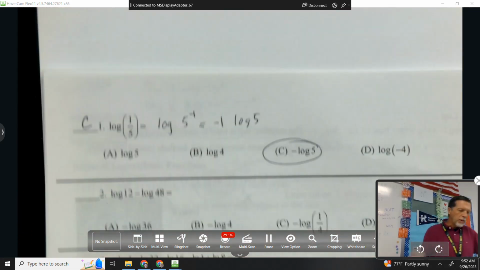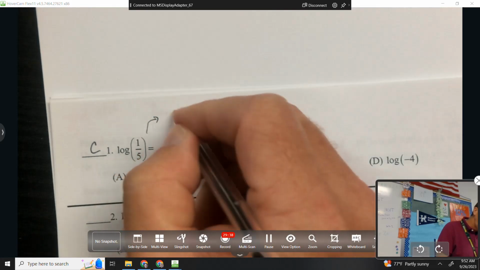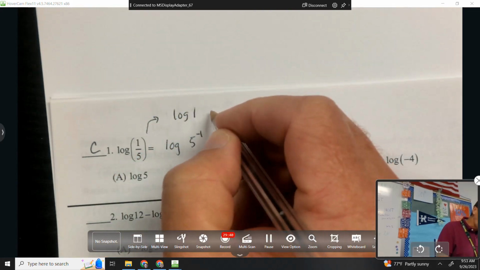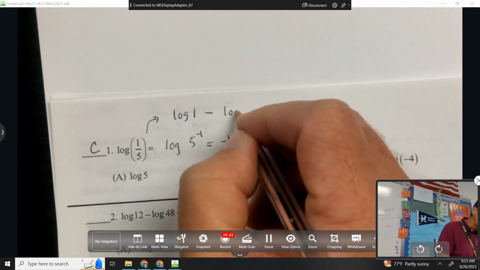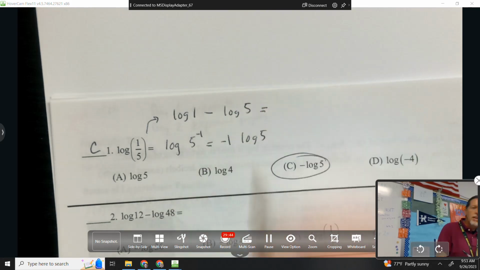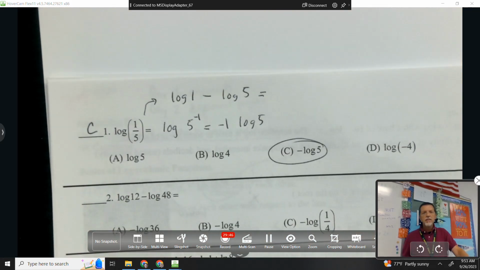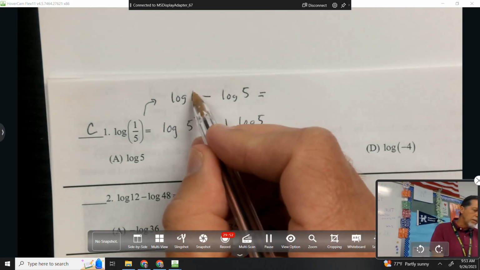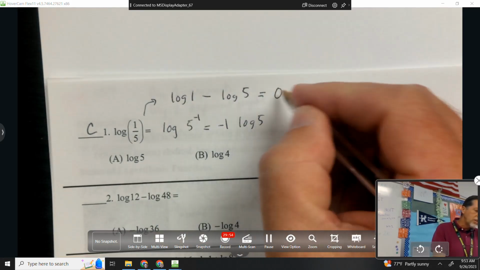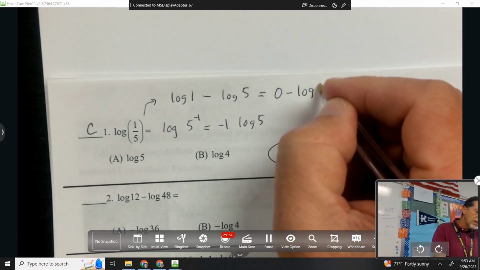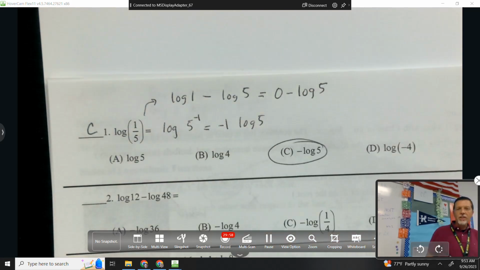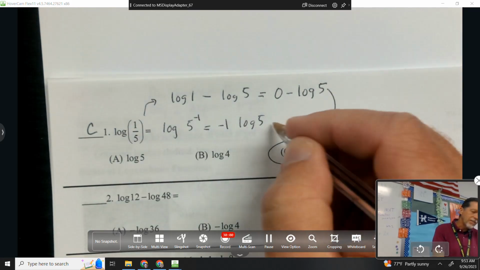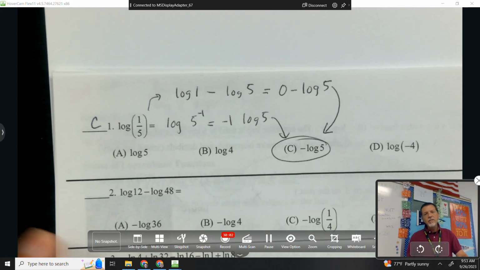A different way to do that would be to use that first property and make it log of 1 minus log of 5. And log of 1, so 10 to the what would give me 1? Oh, 10 to the 0 would give me 1. And then 0 minus log of 5 would be negative log 5. So you could get there two different ways.